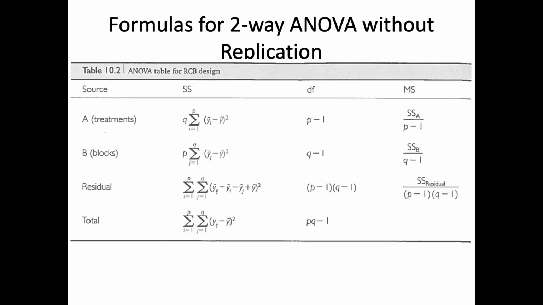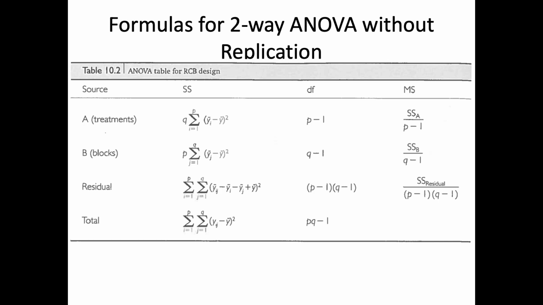The residual degrees of freedom is the number of rows minus 1 times the number of columns minus 1. So 9 times 3 is what? 27. 9 plus 3 is 12, plus 27 is 39. So our total degrees of freedom should be 39, and 39 is the total number of observations that we have minus 1.